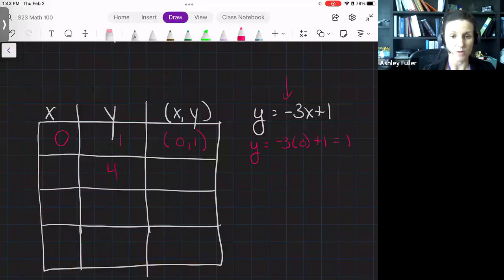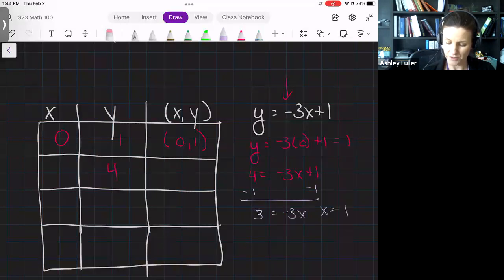Likewise, if I were given a value of 4 for y, I can plug in 4 for y. And then by subtracting 1 from each side, I get -3 is equal to -3x, or x is equal to -1, giving me a point of -1, 4.